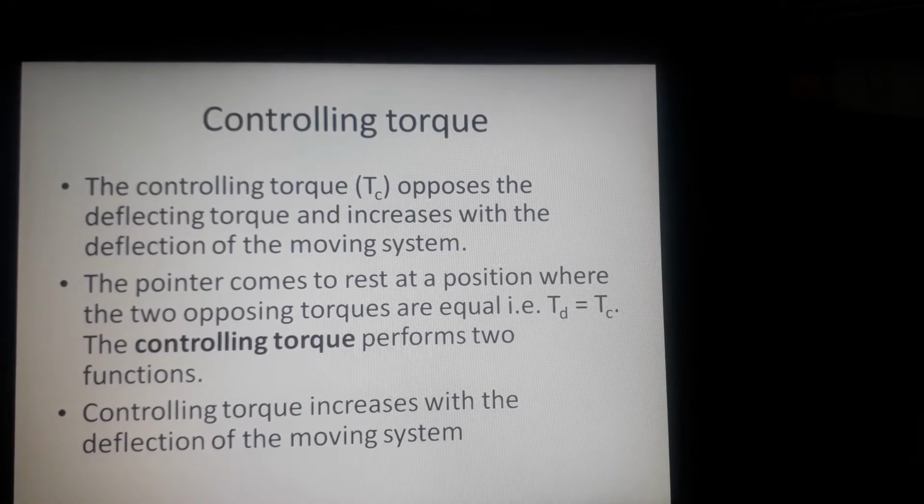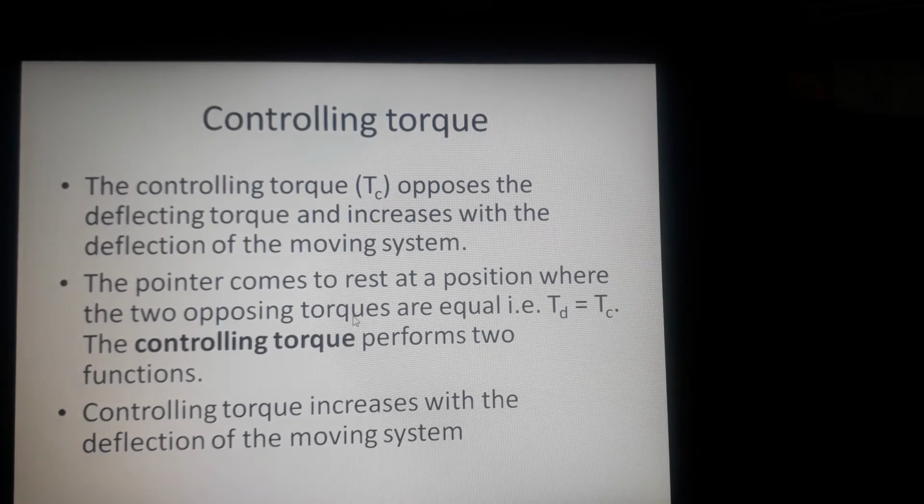Next is your controlling torque. Controlling torque plays a major role in any instrument. The controlling torque TZ opposes the deflecting torque and increases with the deflection of the moving system. If your deflection increases, the control also increases, and it is the opposing force to your deflection. The pointer comes to rest at a position where the two opposing torques are equal, meaning TD and TZ are equal. The controlling torque performs two functions.